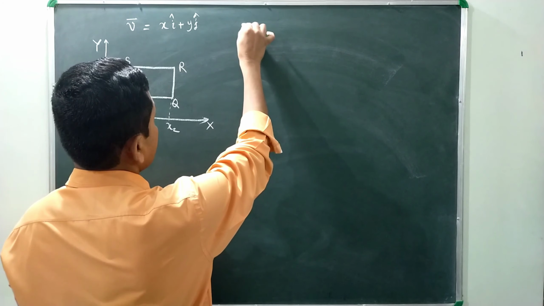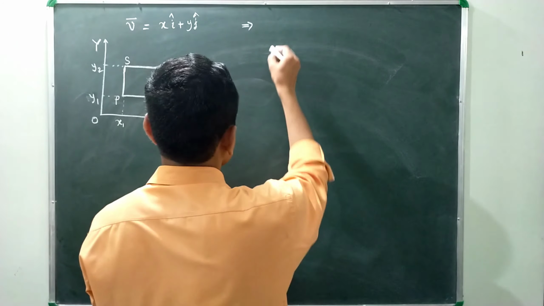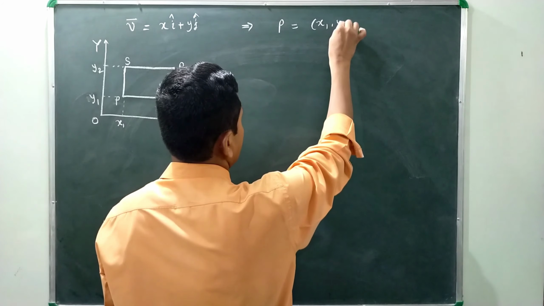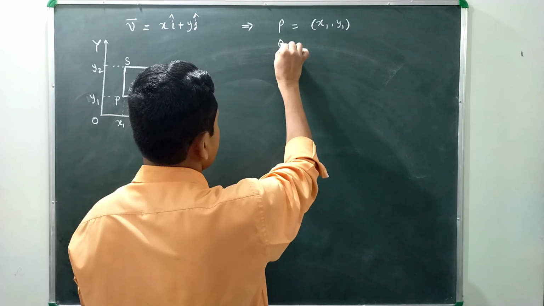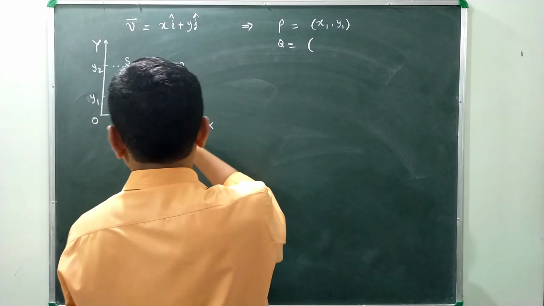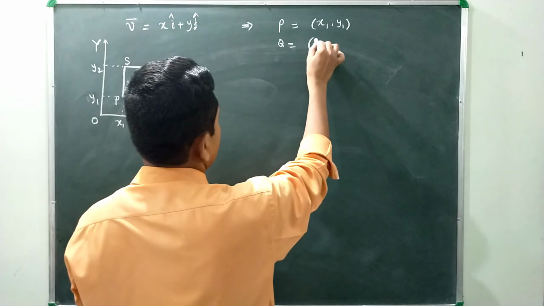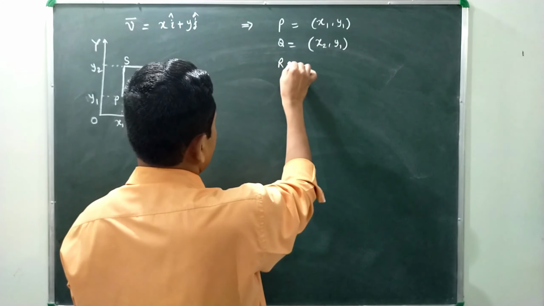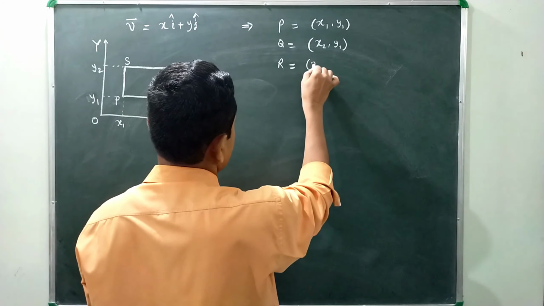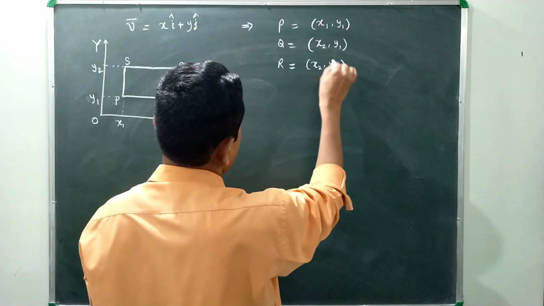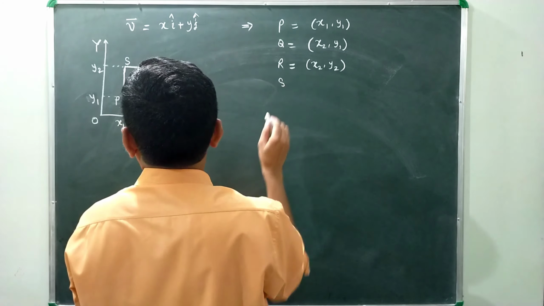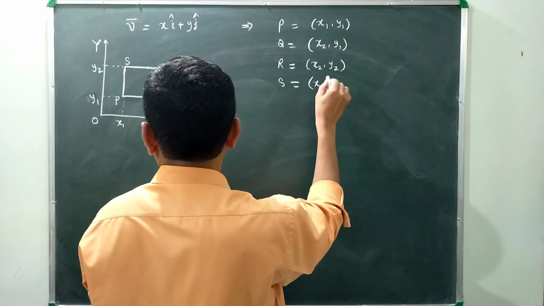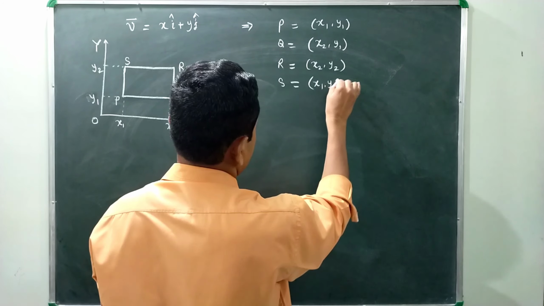This means the point P is (x1, y1), point Q is (x2, y1), point R is (x2, y2), and point S is (x1, y2).